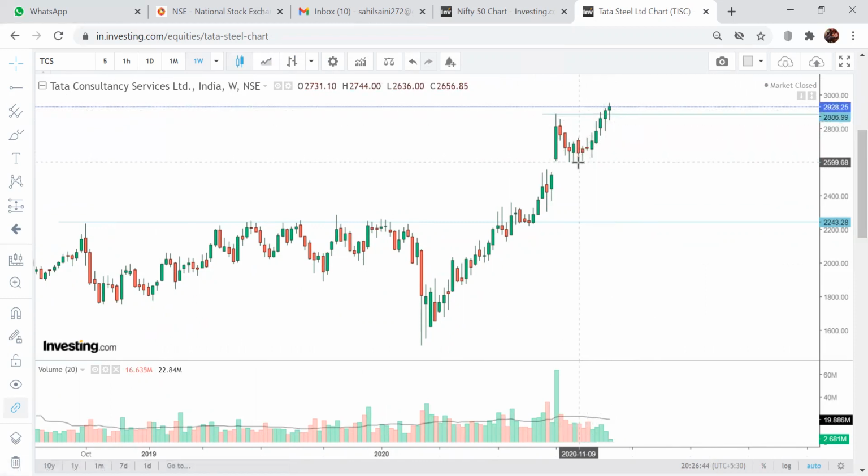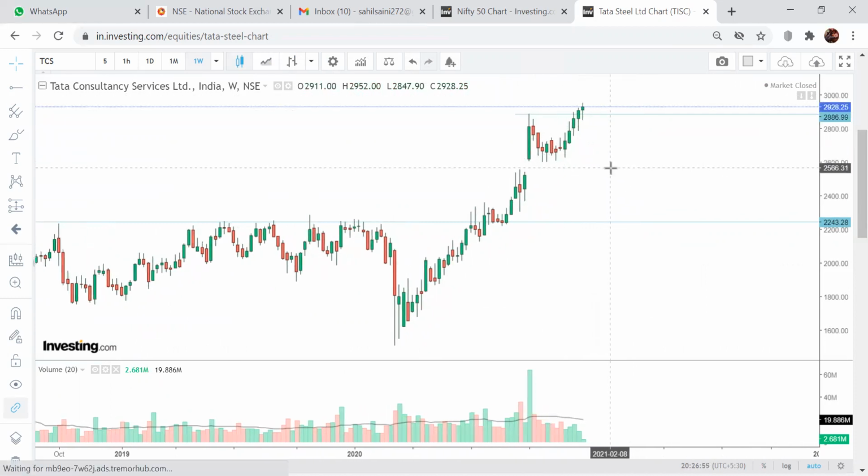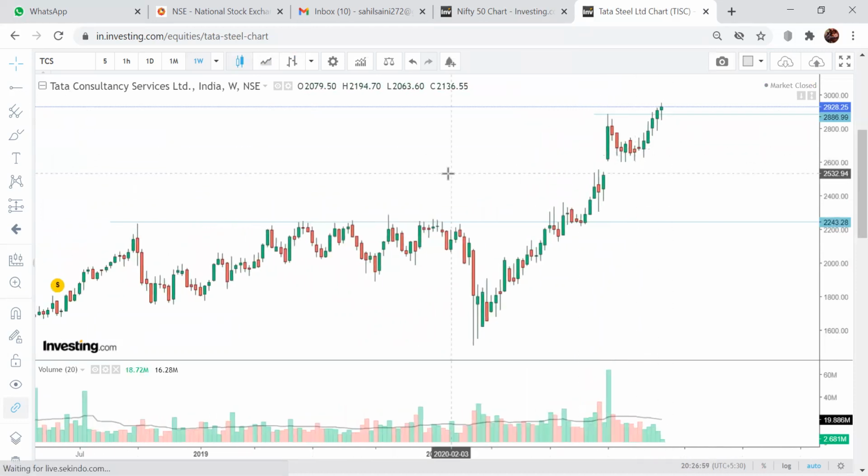I think 2600 and 28. From 28 the range is around 3100. So it has very good potential also. It's a good continuation. We can see 3100 soon. I should not say we will see, we can see.